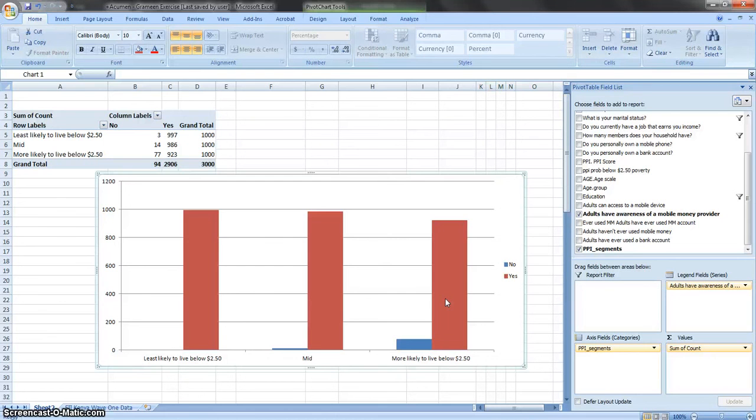Finally, the majority of the respondents in this segment are already aware of at least one mobile money provider, which also lowers the barrier for introducing mobile financial services to this segment.